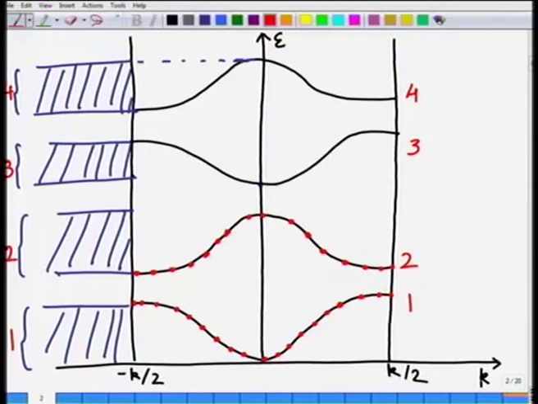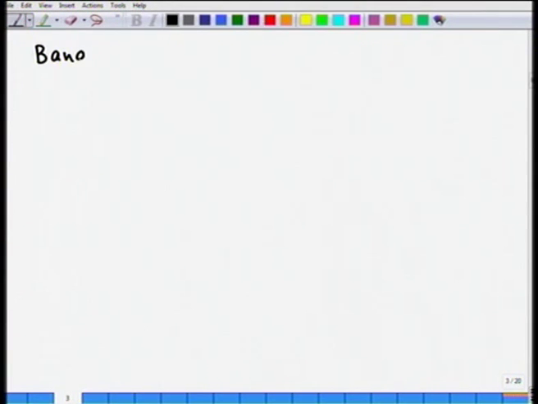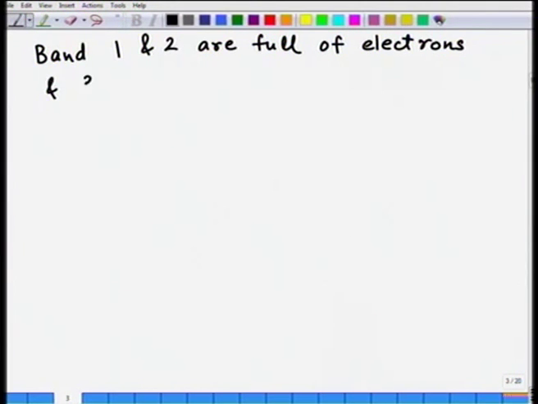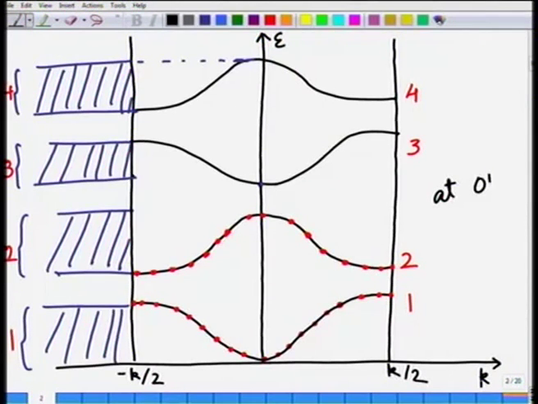So, what I am showing you is bands 1 and 2 are full of electrons, and 3 and 4 are empty. So, that is what the picture is. Now, let us say this picture is at 0 K, at 0 Kelvin, that is the temperature, and the bands are completely full.